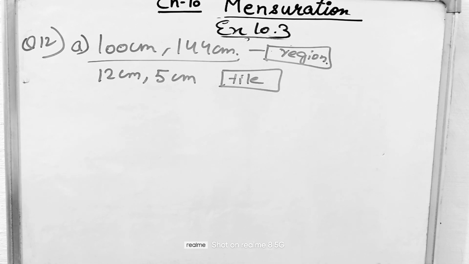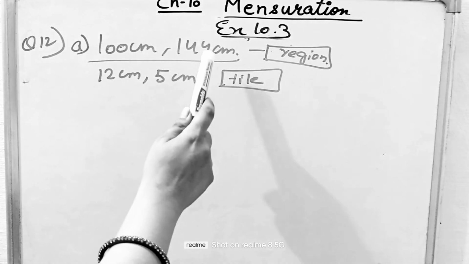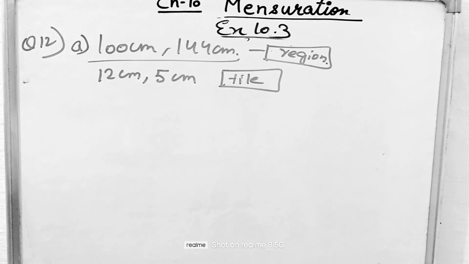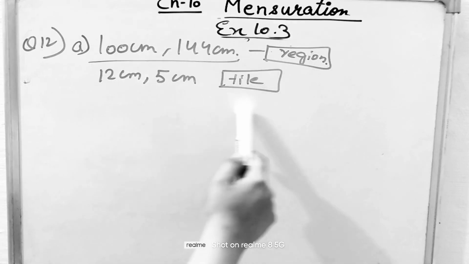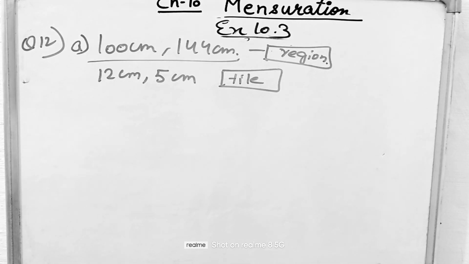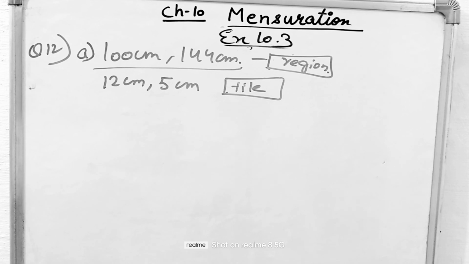Now how we can find? We know size of one tile. We know size of area where we have to fit tiles, right? We will find area of this rectangular region and area of one tile. Then if we divide area of rectangular region with area of one tile, we will get total number of tiles required. So let's see how we will do.